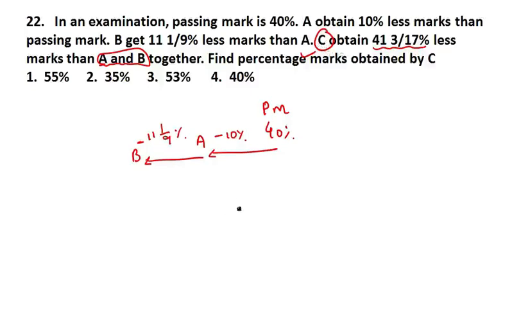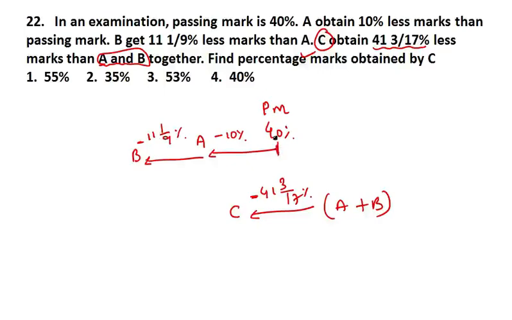Now C, this is C. C obtained 41 3/17% less than A and B together. I hope I have made my point very clear. What I did, I just framed the question. What the question is asking, I have just framed. Okay. Now I'll start solving.